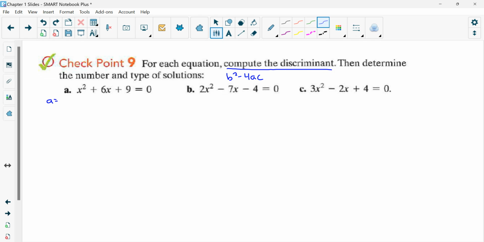We still want to figure out our a, b, and c. So our a is 1, b is 6, c is 9. So b squared, we do 6 squared minus 4 times 1 times 9. That would give us 36. And then I have negative 4 times 1 is negative 4, times 9 is negative 36. So 36 minus 36 is 0. So essentially, again, we'd be taking the square root of 0, which is 0. So how many solutions would we be getting here? 1. So this would be one real solution is what we want to write here.